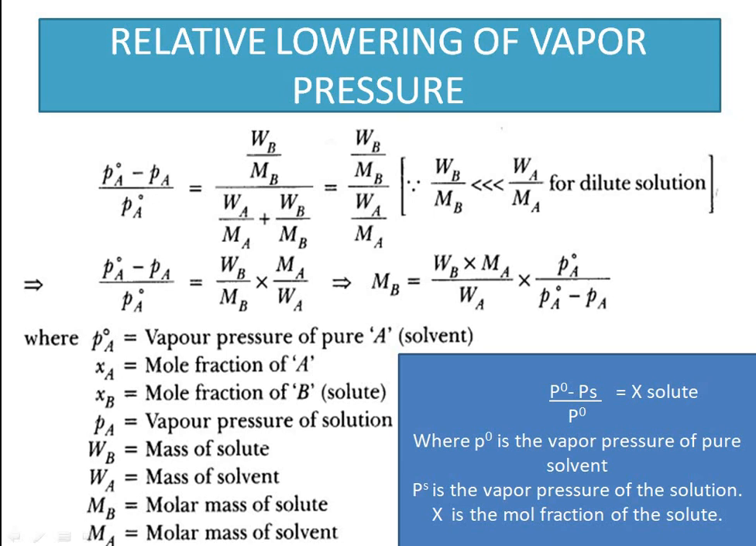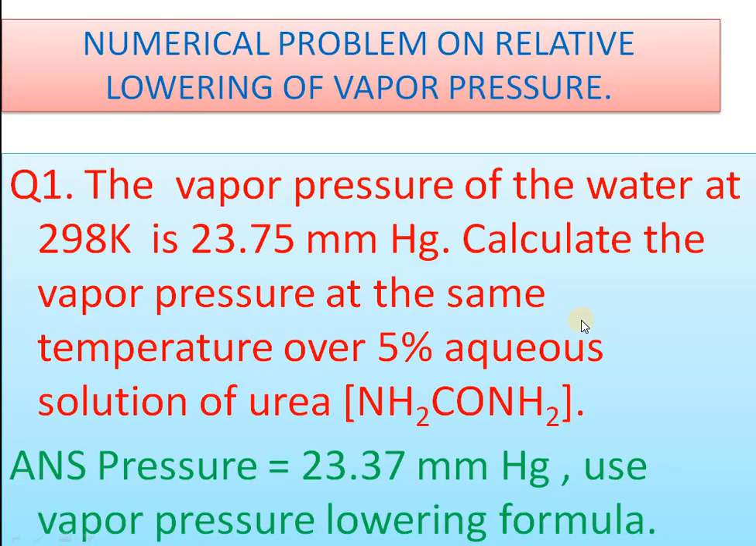Relative lowering of vapor pressure depends on what? The X of solute. Solute is represented here by B; you can write 2 also. You should understand the meaning: it is the mole fraction of solute, whether A or B doesn't matter. Usually B or 2 is taken. Okay, next. Let us understand this with one numerical.